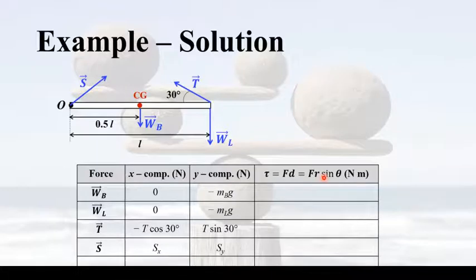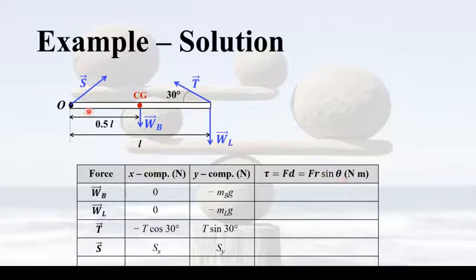So torque equals F R sine theta. F comes from the first column. R is the distance between the axis of rotation and the point of force. So for example, the first one, WB. The R, the distance between the axis of rotation and the force, is 0.5 L. So I'm going to substitute 0.5 L in the first torque. So now what do I have? I have torque equals WB times 0.5 L sine theta.